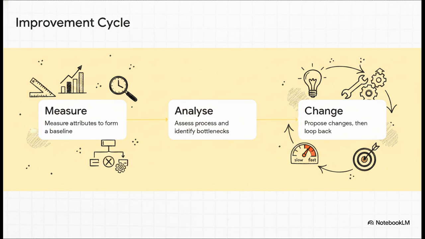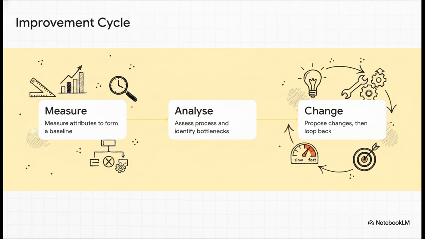Step 1 is measure. Because honestly, you cannot improve what you do not measure. You must measure one or more attributes of your software process or product to form a concrete baseline. Step 2 is to analyze. You take those measurements you just grabbed and assess your current process. You're looking for weaknesses. You're looking for bottlenecks. You might even draw up highly detailed process maps here. You analyze characteristics like exactly how fast or robust the process really is.